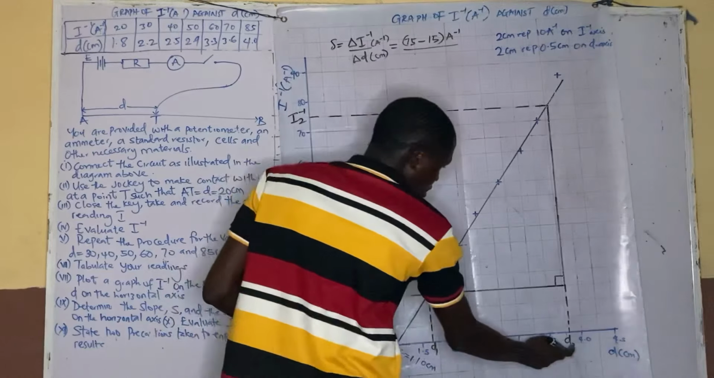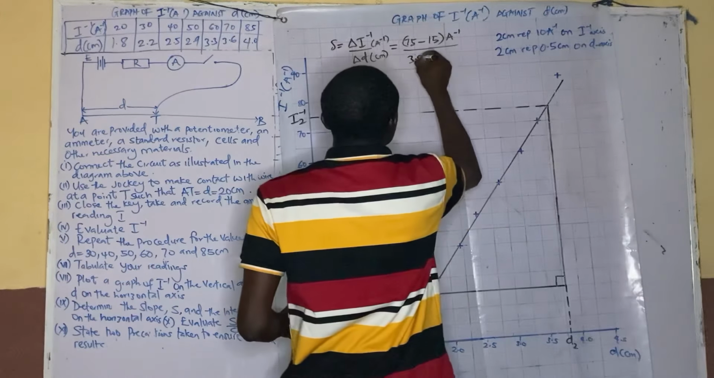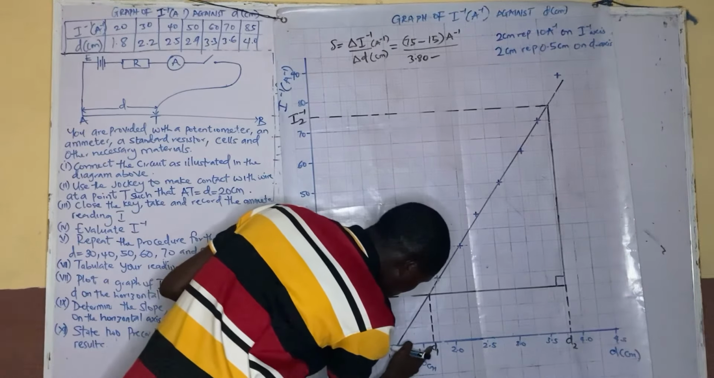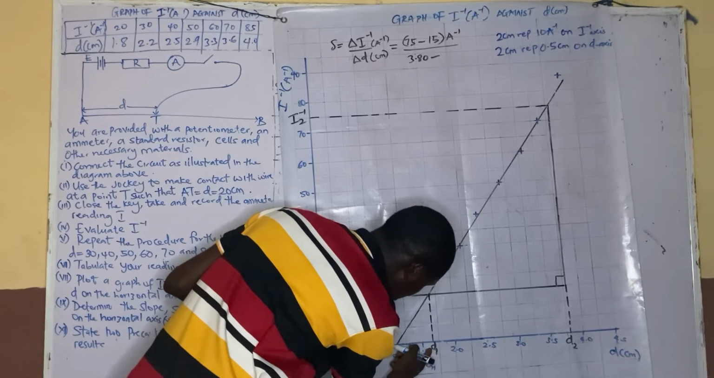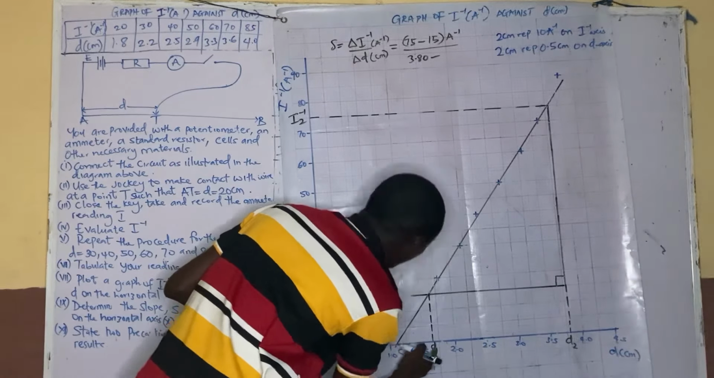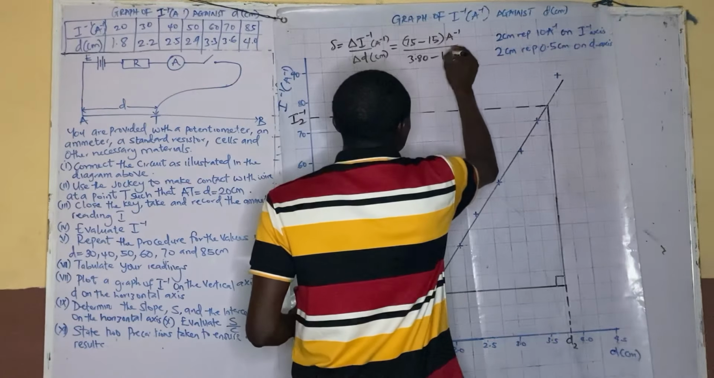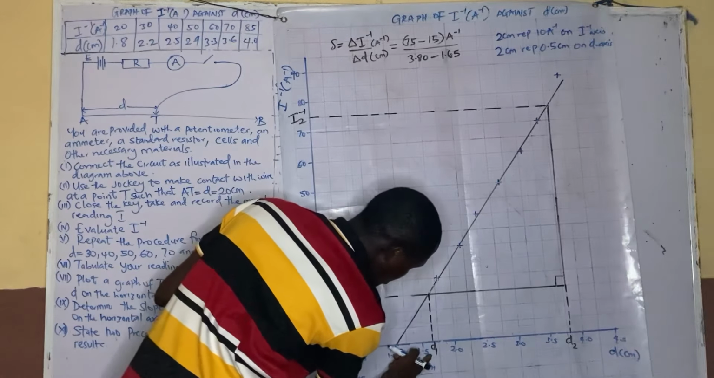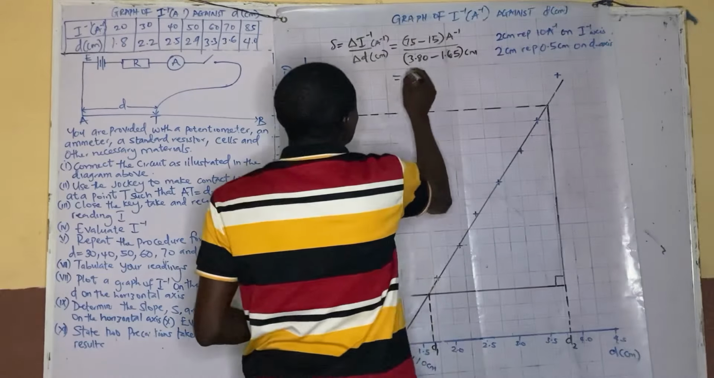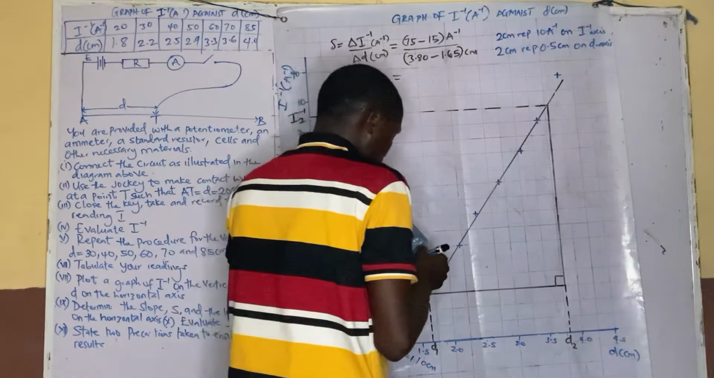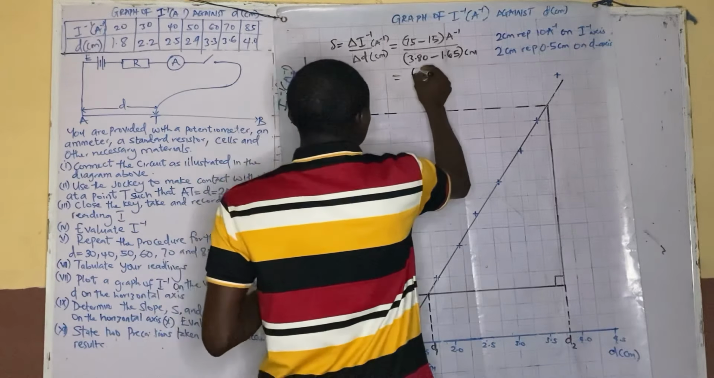Then your D2 is 3.8 minus this one, 3.65, 3.6... which is 1.65 centimeter. So we have 75 minus 15, which is 60. So this one is 60 per ampere.